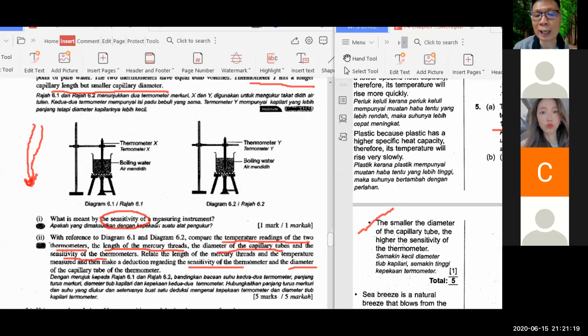Practice, practice how to answer this kind of question, you know. Your paper 2 gives you 100 marks, you know, don't play around, okay.